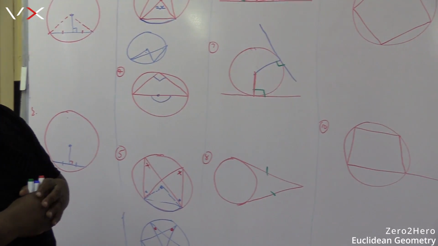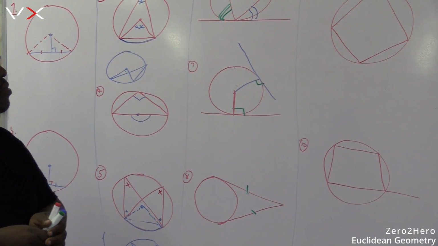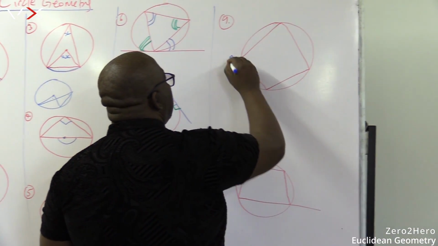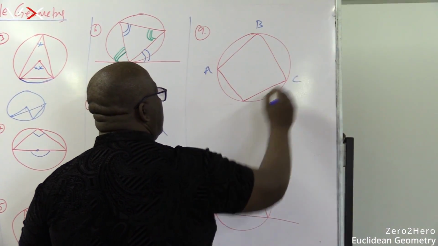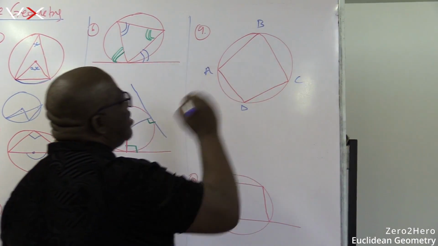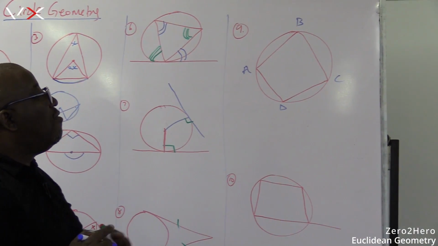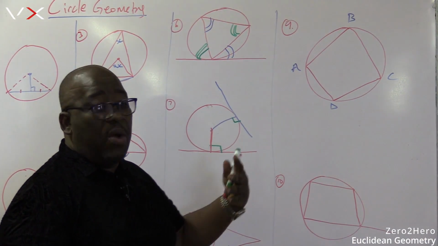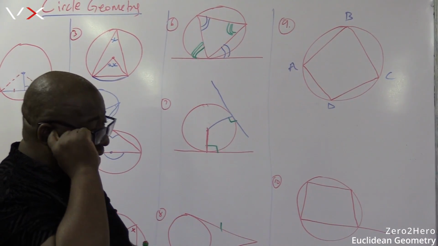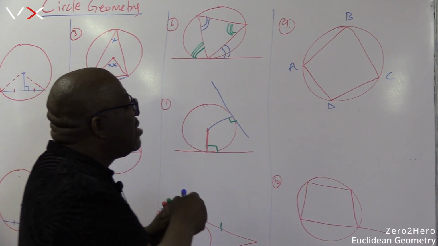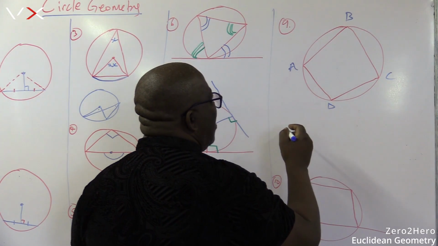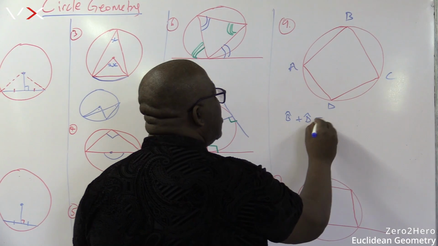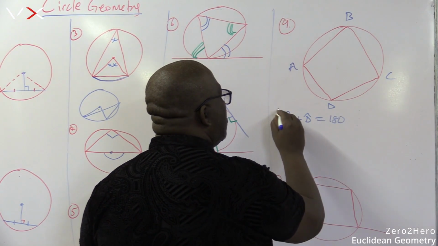The last two deal with the cyclic quadrilateral. Let's make an example. Let's say this is A, this is B, this is C, this is D. What does this theorem say? For this to be concyclic, all vertices should touch the circumference for it to be a cyclic quad, a four-sided figure inside the circle. What does this theorem say? It says angle B plus angle D is equal to 180 degrees. This is what this theorem is saying.